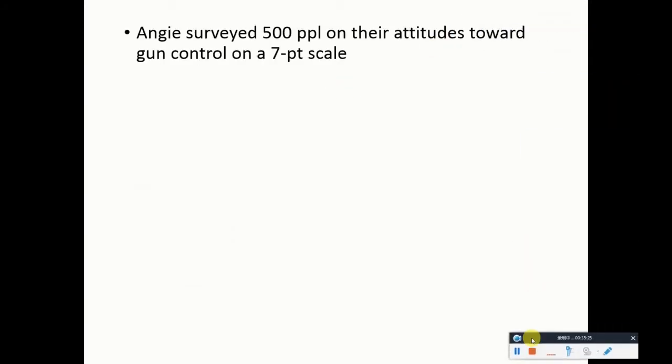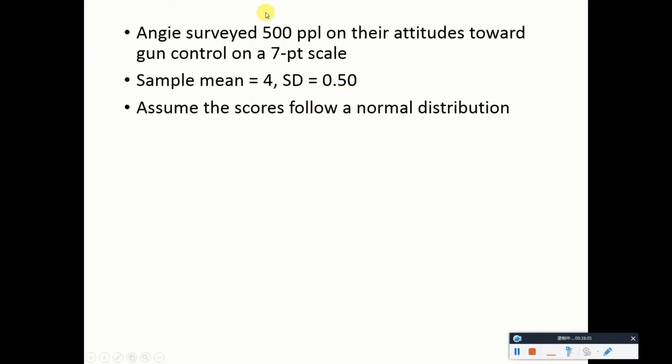So imagine Angie surveyed 500 people on their attitudes toward gun control on a 7-point scale. We know from working with the numbers that the average score of these 500 people is 4, and the standard deviation of this sample is 0.5. We further assume that these 500 scores follow a normal distribution.